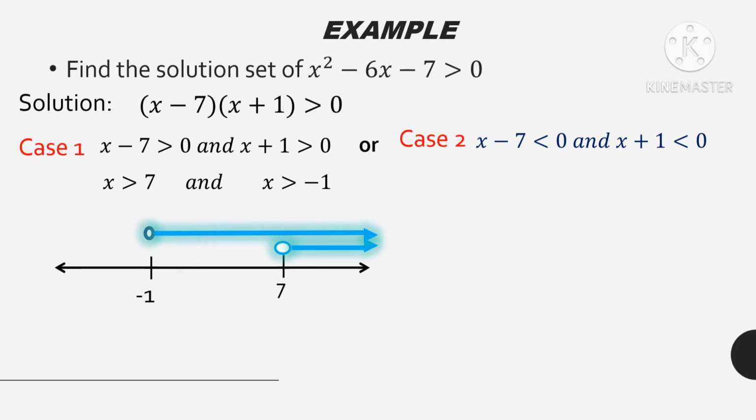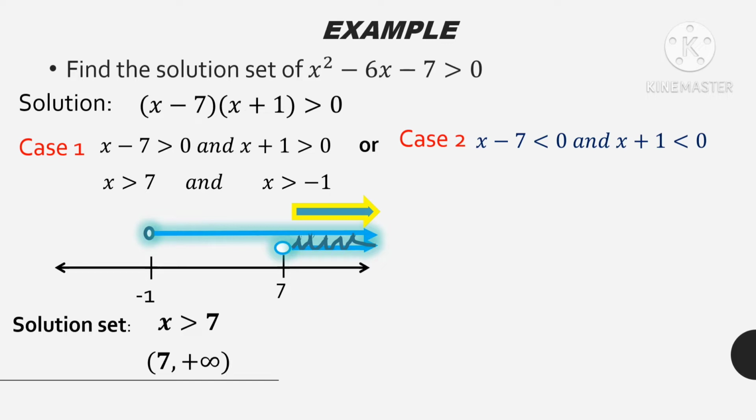Their common intersection, or their common elements, is immediately after 7. Meaning all numbers after 7 are the solution set of the given inequality. So we can write that x is greater than 7, and 7 is not included. If we write this in interval notation, we have open parenthesis 7, comma, positive infinity. That is the interval notation.